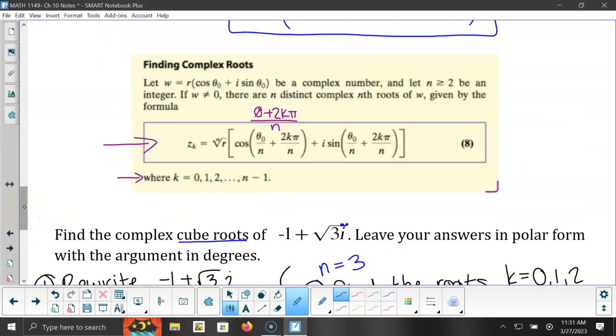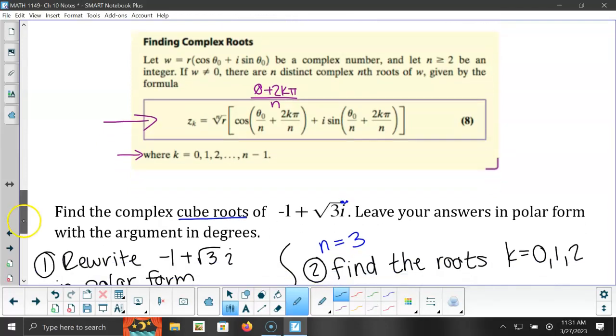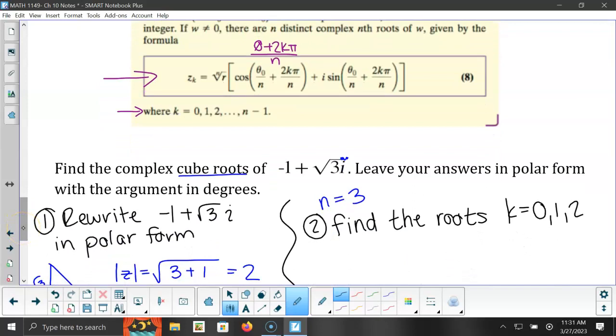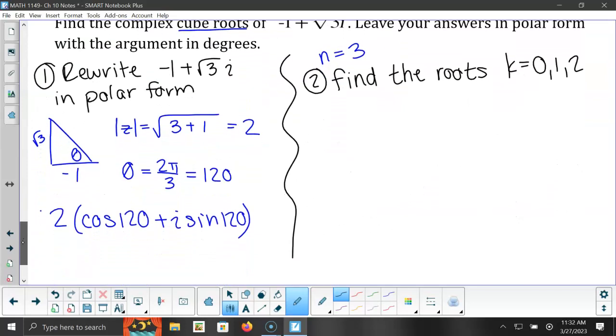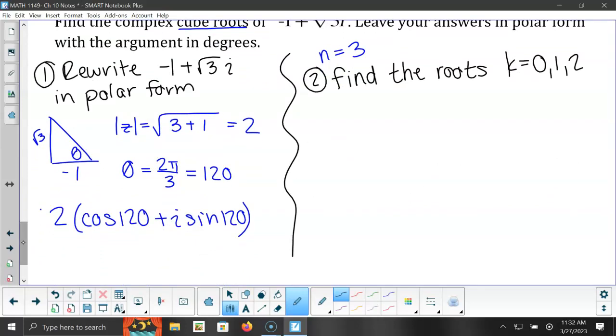Do we want to write that part in? Okay, write that part in. Theta naught's just your initial theta value. So you always go k, 0, 1, 2, 3, all the way up to n minus 1. Yep, that's why we're stopping at 2. Alright, now the radii on this are all the same.